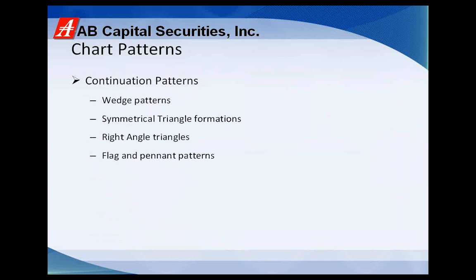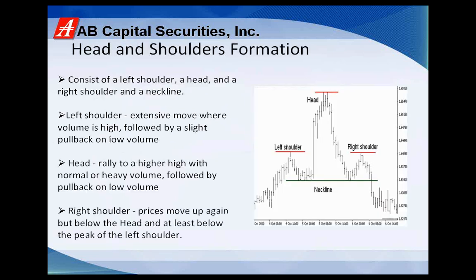The most common reversal pattern is the head and shoulder formation. And this is a major reversal top. It can either be a head and shoulder top or an inverted head and shoulder, which is a bullish reversal formation. Either way, it consists of a left shoulder, a head, and a right shoulder, plus a neckline. In the left shoulder, normally it's an extensive move where volume is usually high. This would be followed by a pullback on low volume. Then it would find support at a certain area, which would eventually form the neckline.